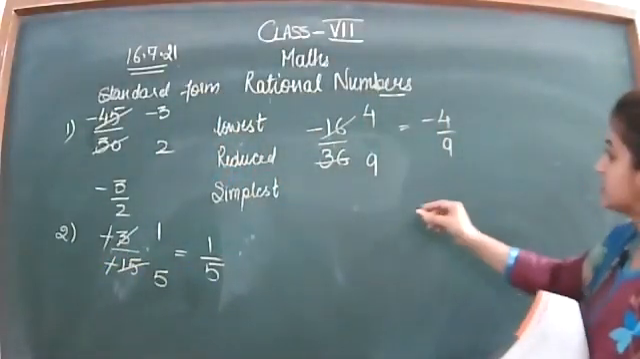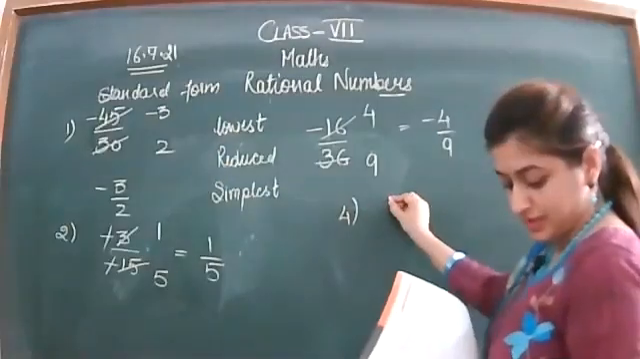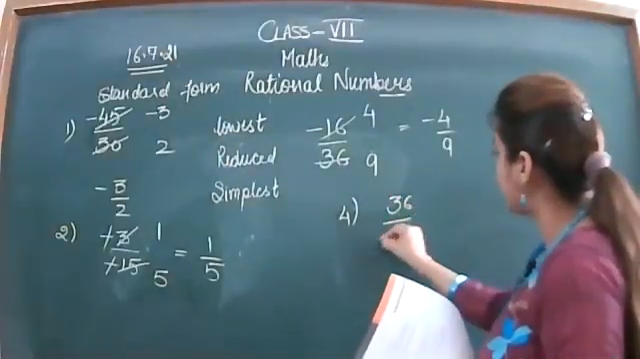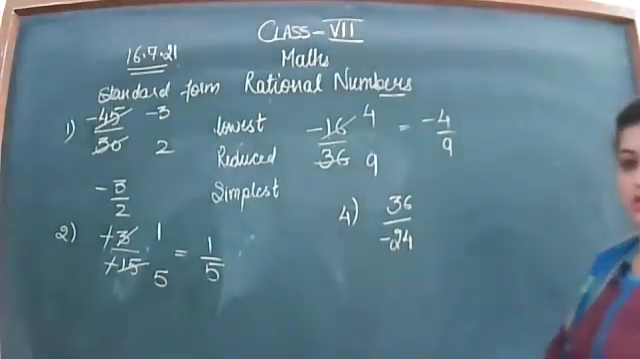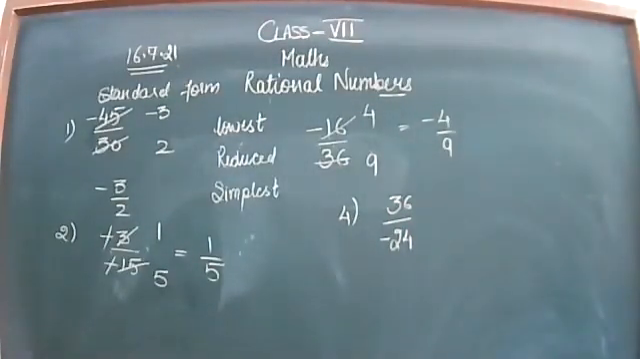Now please solve this next part, fourth part. 36 by minus 24. Cancel it out, hurry up, and tell me the reduced form of this number. Simplest form, reduced form.